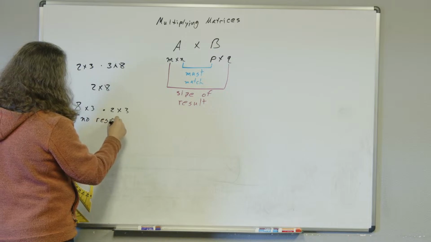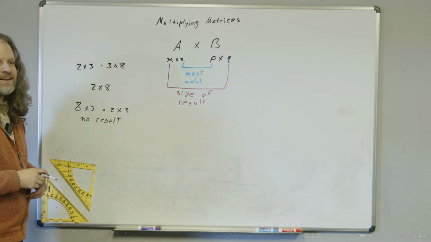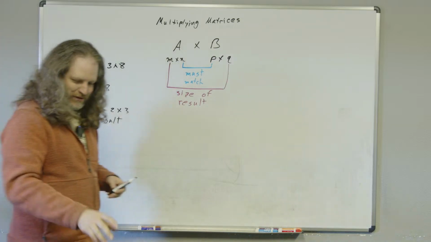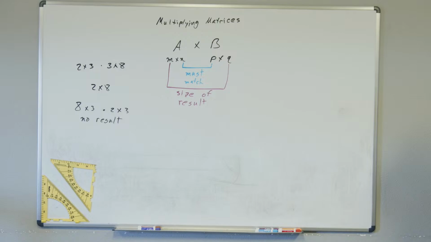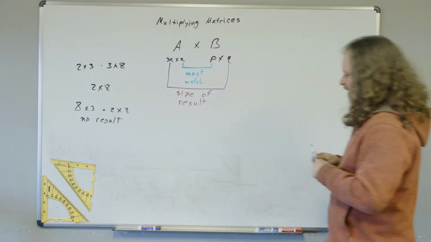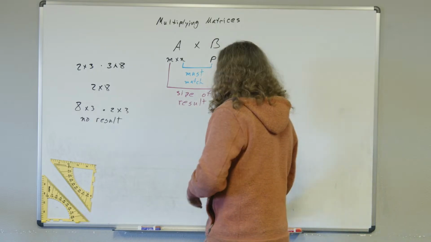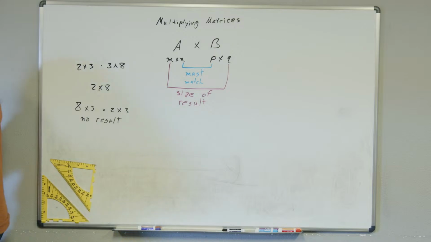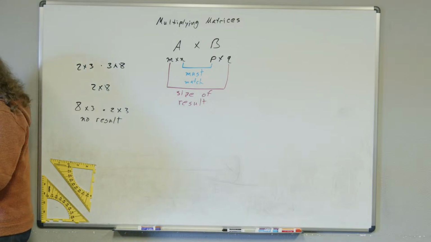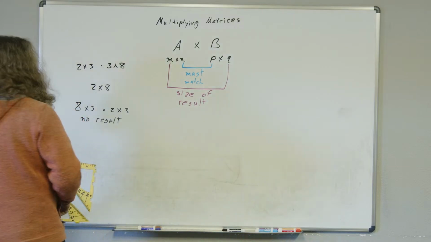Wait, so now we have multiplication that can't be done either way? That's true. We do, in fact, have multiplication that can't necessarily be done either way. That is, in fact, true. Okay. Now, let's talk about how to multiply matrices by doing an example or two.